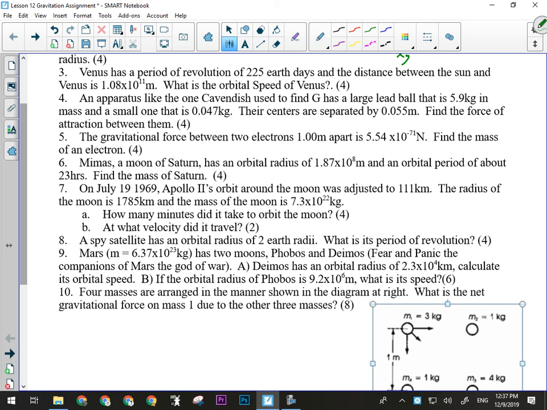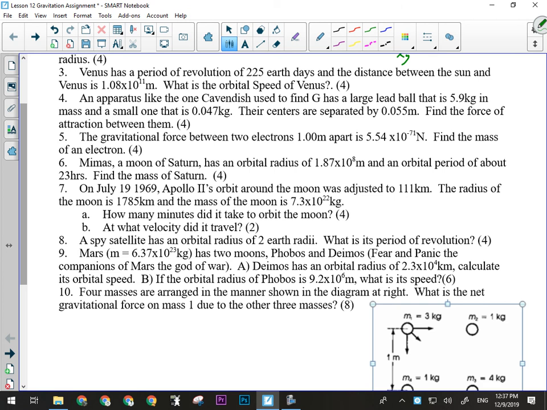Number 6. It gives us some information about Mimas, which is a moon of Saturn. It has an orbital radius of 1.87 times 10 to the 8 meters. It also looks just uncannily like the Death Star. If you ever Google a picture of it, it's like somebody took the Death Star and put it in orbit around Saturn. It's funky. It's got this big giant crater on it, and that's like the only thing there.